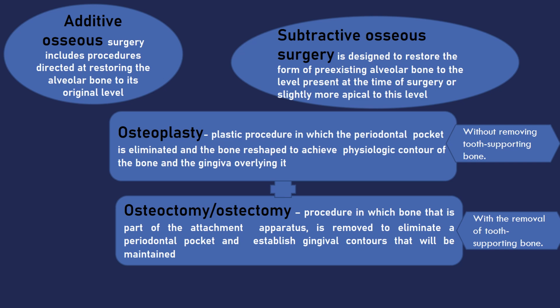Whereas subtractive osseous surgery is designed to restore the form of pre-existing alveolar bone, not to the original level. We are just restoring the form of pre-existing alveolar bone to the level present at the time of surgery or slightly apical. So we are just reshaping or recontouring, making it favorable for proper periodontal and oral hygiene maintenance. There are two techniques under this, osteoplasty and ostectomy. One or both of these procedures can be used to produce the desired result.